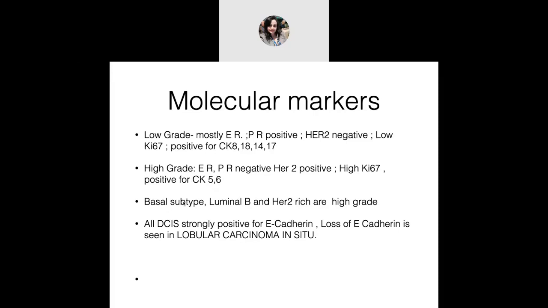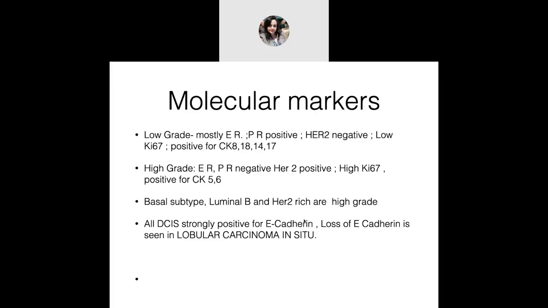And third is basal type. So these two are from the luminal cells. From the luminal cell. This is a basal type from the basal cell layer. Luminal B and HER2 rich, they are high grade. So basal and luminal B and HER2 rich are high grade.